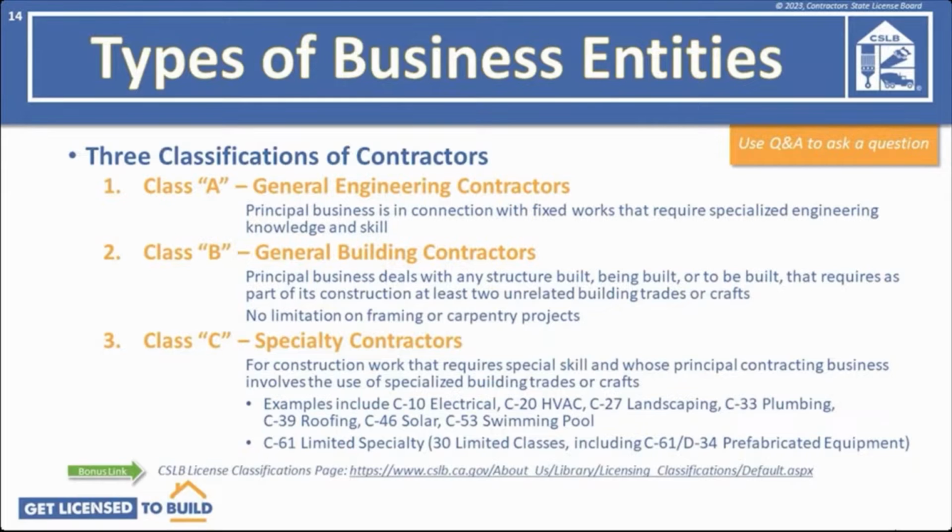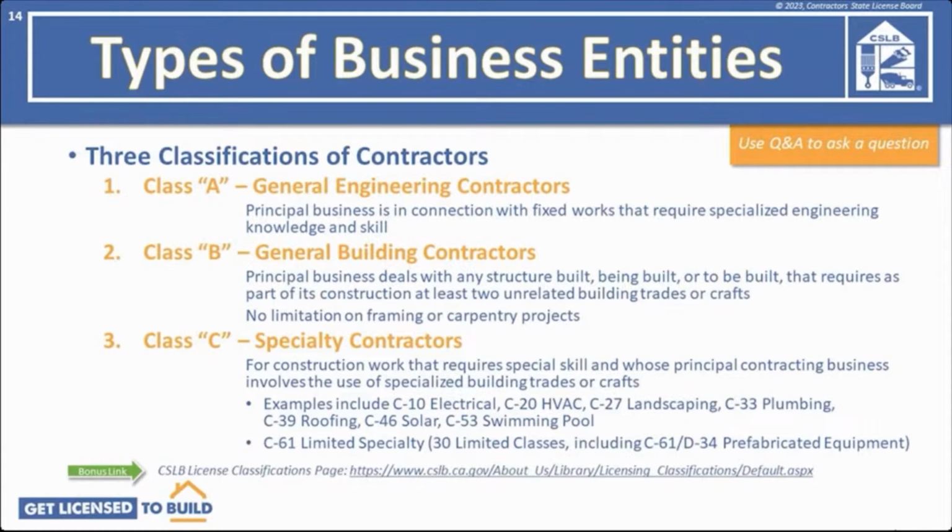First is Class A, or General Engineering Contractors. These are contractors who deal with fixed works that require specialized engineering knowledge and skill. A contractors are the ones who build projects such as freeways, skyscrapers, and dams. Today, there are over 19,000 A contractors in the state. Next is Class B, or General Building Contractors. This is the largest class of contractors in California, with more than 133,000.